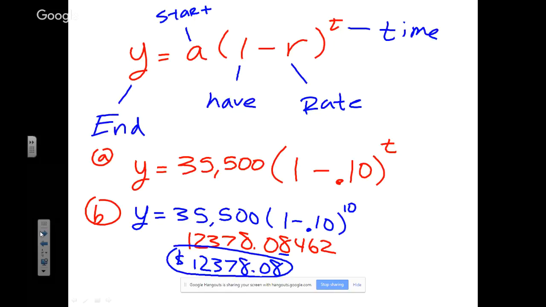Okay. So a $35,000 car after 10 years is only worth $12,378.08.